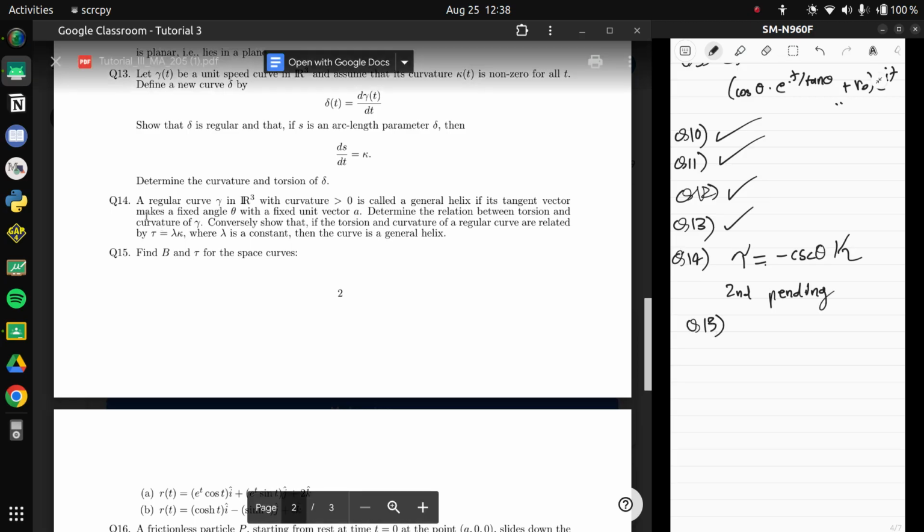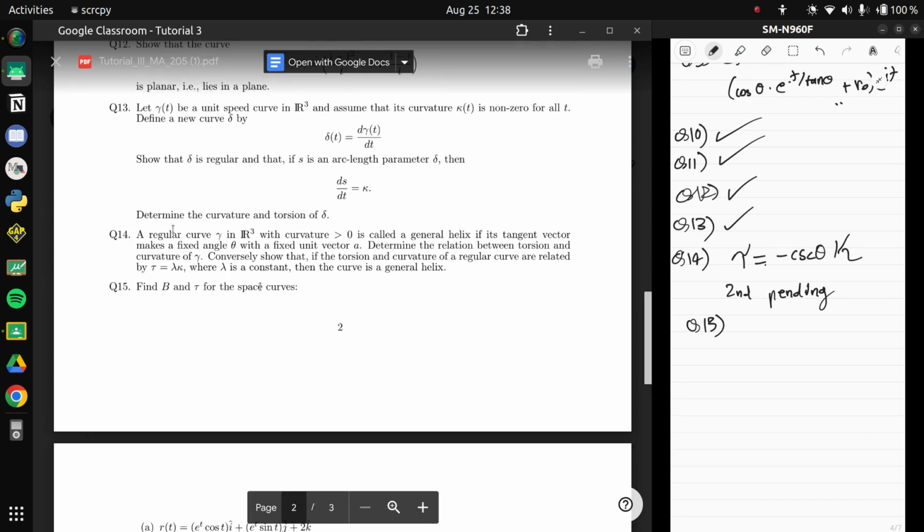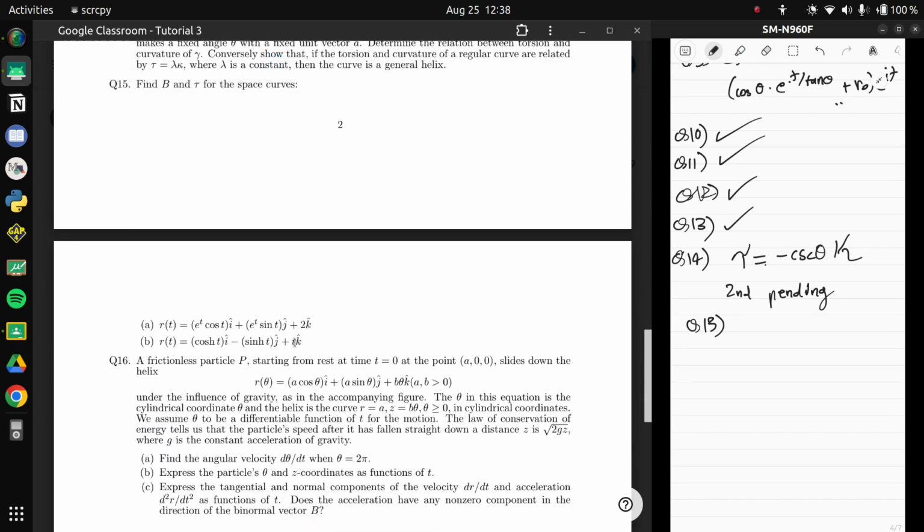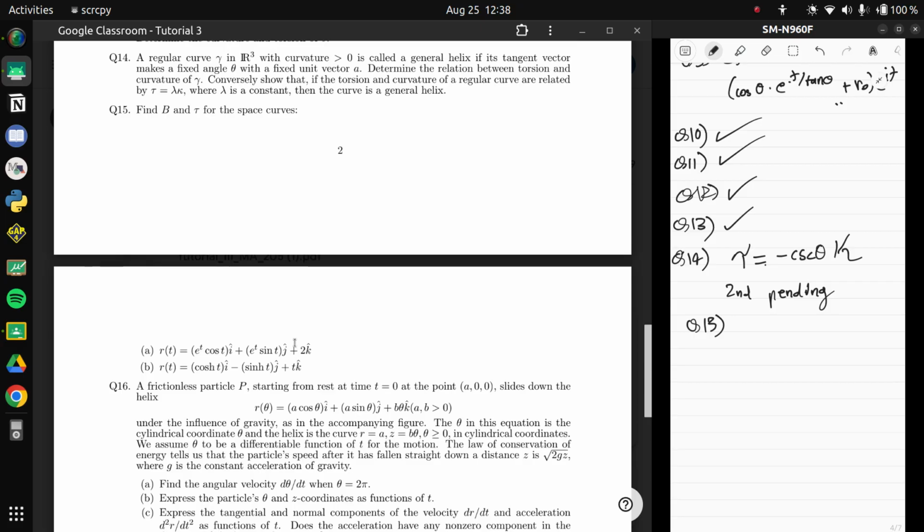Question 15 is find b and tau for the space curve. So b is, I suppose, just the, yeah, it's just the t cross n thing. So this is just normal calculation. So r is given. Sure. r is e power t cosine t. So just basically the complex numbers. But anyway, just do the thing. So e power t cosine t, comma e power t sine t, comma 2.